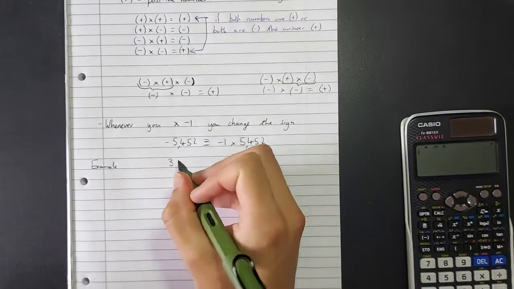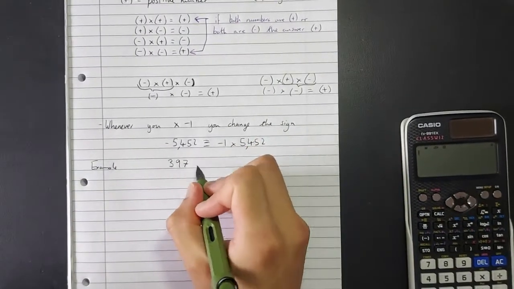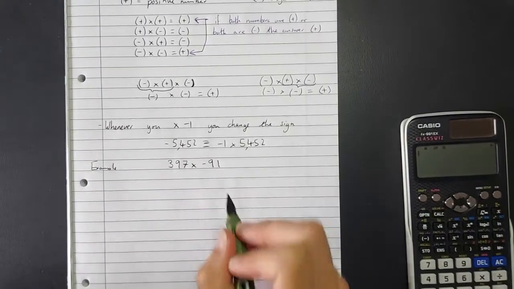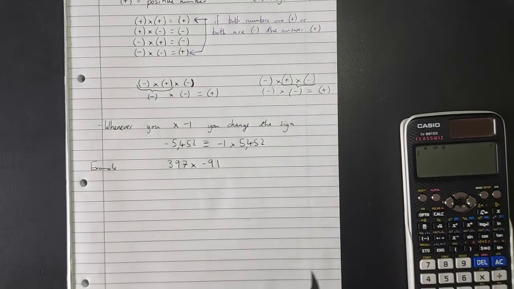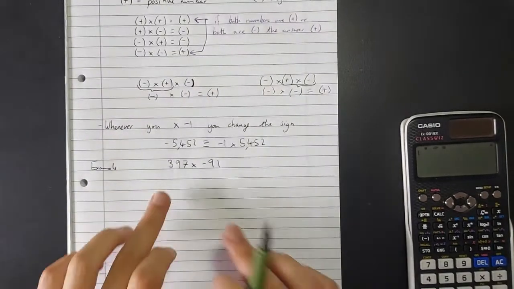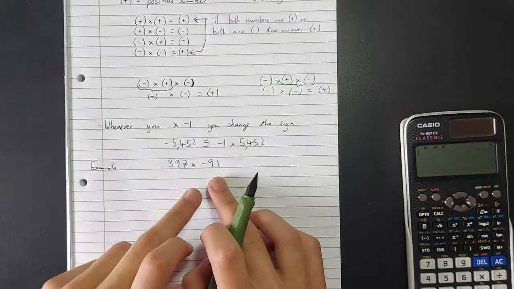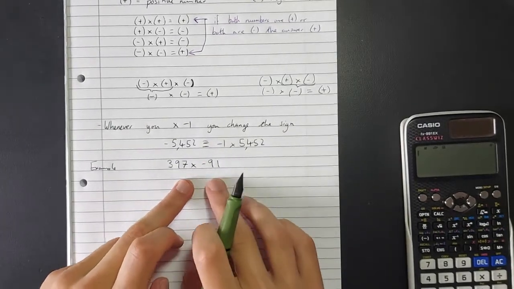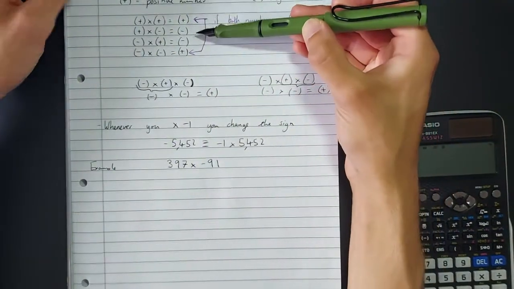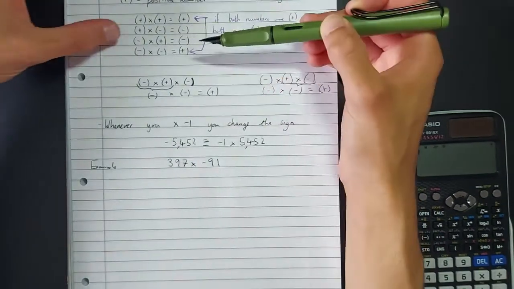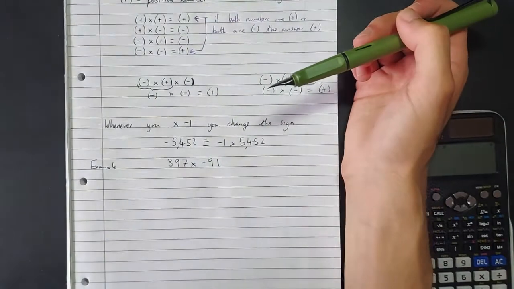Let me do an example: 397 multiplied by -91. Now if you've memorized these facts, you can see that whatever 397 times 91 is, the answer has to be negative because one of the numbers is negative, just like this one. One of the numbers is negative, the first number is positive, so the answer must be negative.